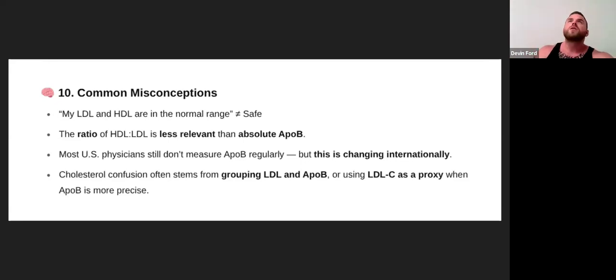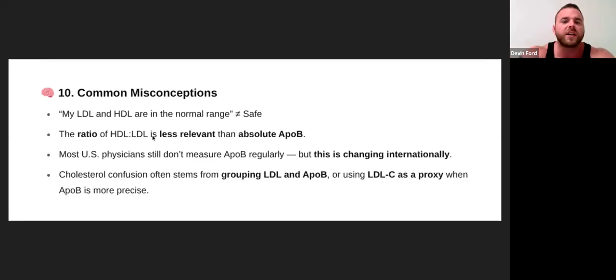Okay, there is some small benefit of HDL going up, for other reasons, but as it comes to ApoB, it's not really going to help you. And that's why I didn't even realize that was written here. Oops. The ratio of HDL to LDL is less relevant than the absolute ApoB. It doesn't really matter at all. So if you think you're safe or healthy or bad, even from cholesterol, it's almost useless in that way.